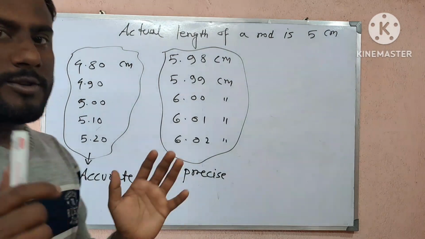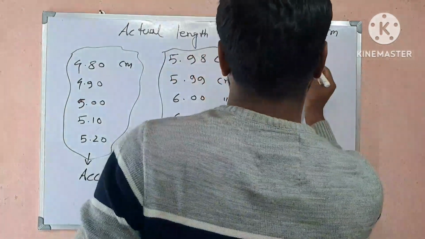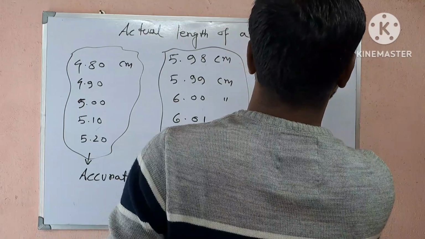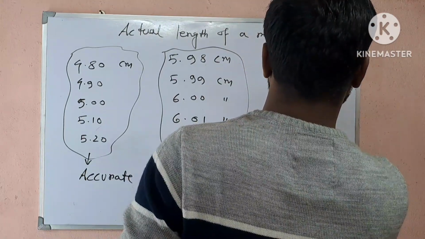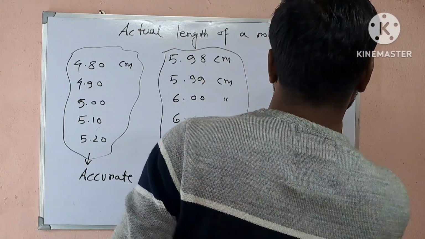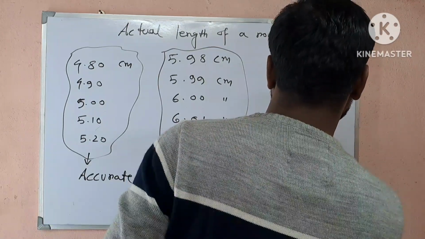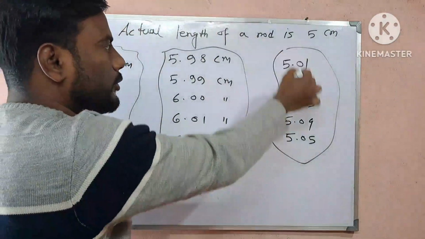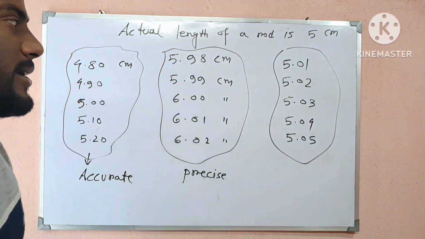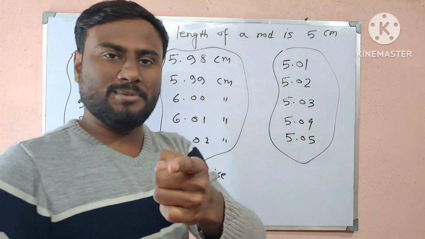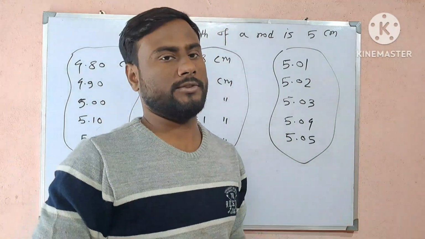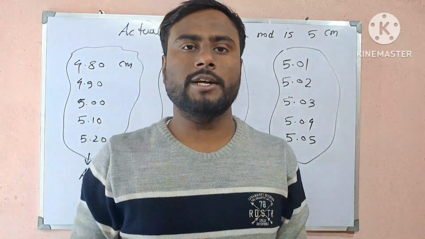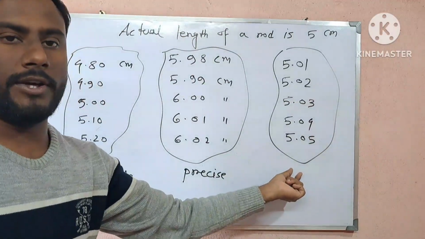So now, just imagine if any group of students take this type of reading, just like 5.01, 5.02, 5.03, 5.04, 5.05. So these readings are very close to the actual value as well as they are very close to each other. So this type of reading is called accurate and precise reading. So in physics, we always try to take accurate and precise reading.